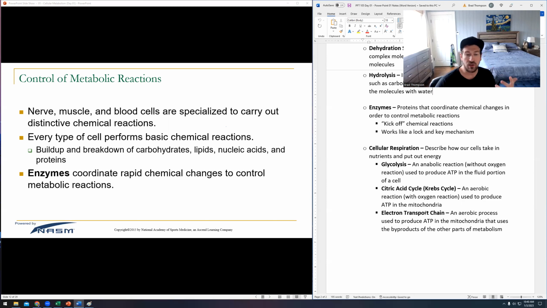So every cell you've got is creating, or doing, these reactions we're talking about. Every single cell in your body is doing a little bit of dehydration synthesis to make new stuff for itself to keep itself alive, or it's using hydrolysis to break stuff down so that it can produce energy. If your cells can't produce energy, they can't keep themselves alive.